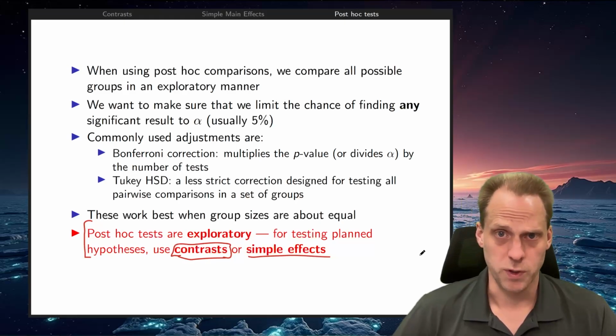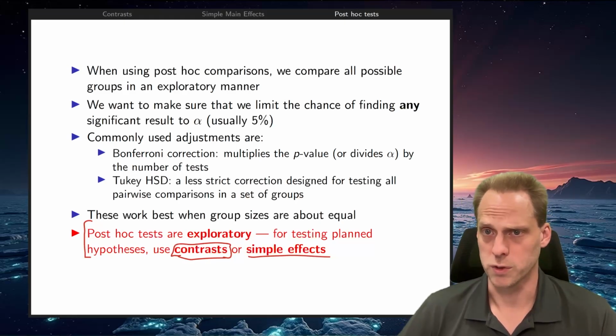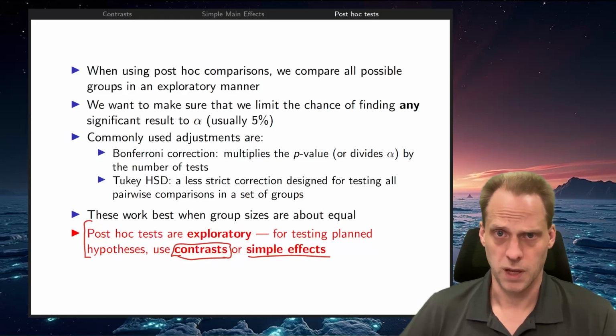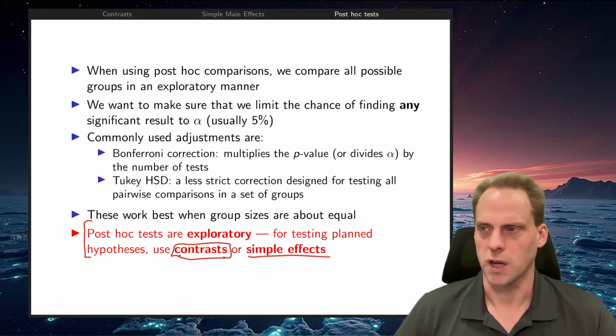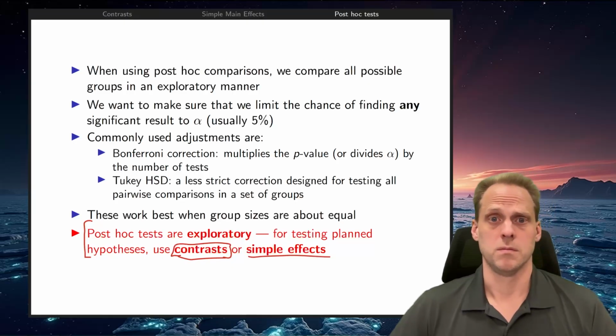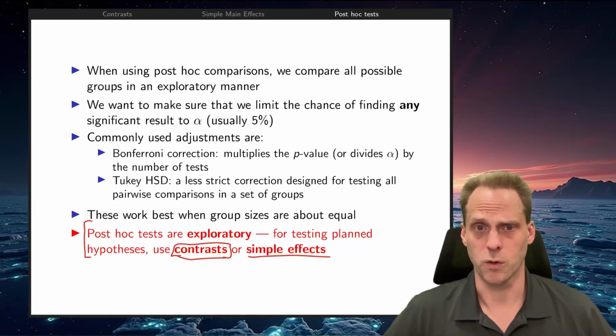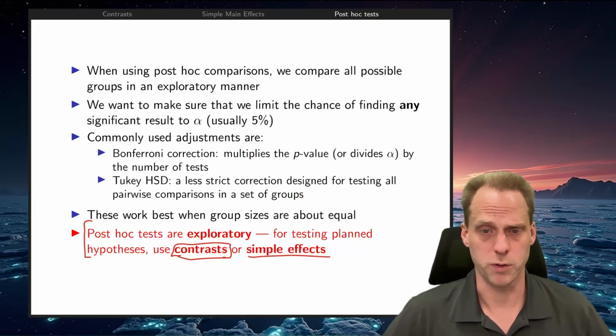By default, JASP will adjust the p-value in the post hoc test for the multiple comparison. And it's a good thing it does that because it prevents p-hacking types of situations. But at the same time, that's a bit of a downside if you already had the plan beforehand to compare only two groups, right?